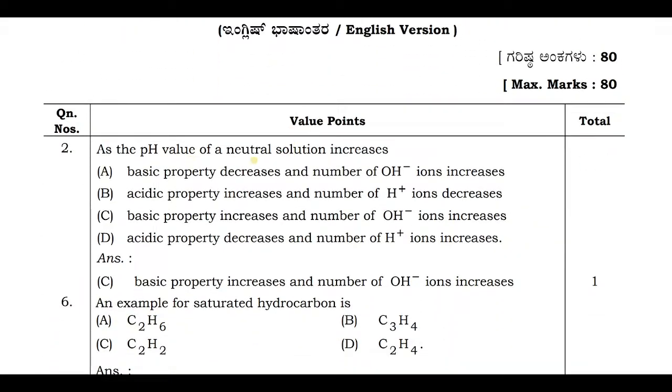If the pH value of a neutral solution increases, that means the basic property also increases and the number of OH minus ions increases, right? If the pH value of a neutral solution decreases, that means there is an increase in H plus ions, right? In the same way, if it increases, that means there is an increase in OH minus ions.